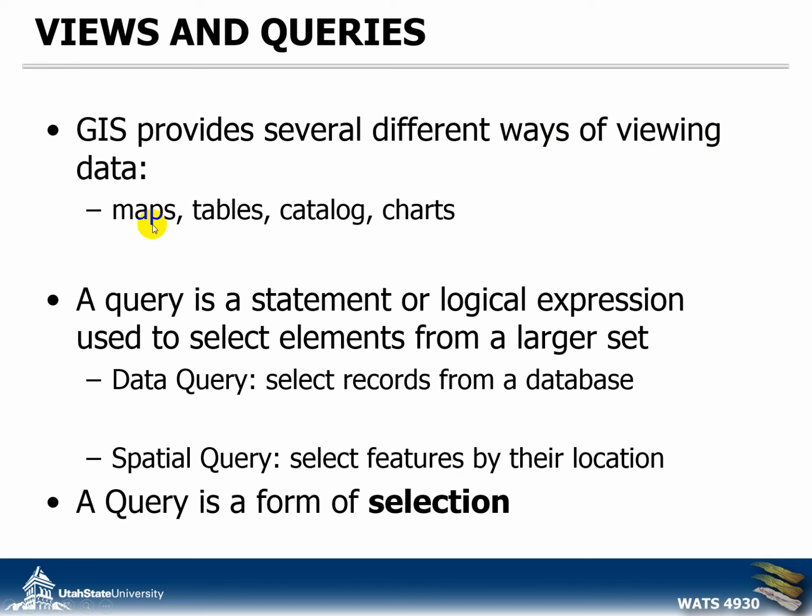You can look at maps, which is kind of what we think of most of the time. We've been using the attribute tables a lot. You can use Arc Catalog and explore your data. You can also make charts. And so these are different ways of viewing the same information.